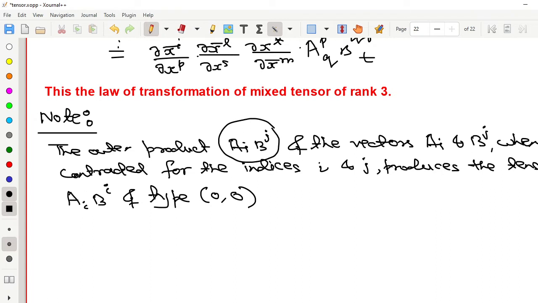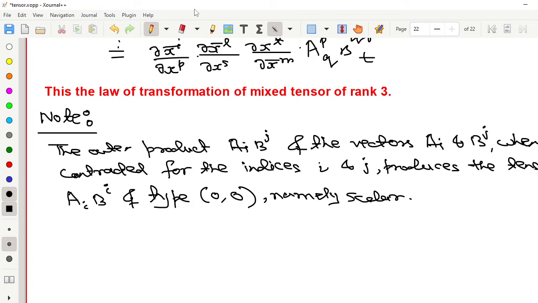Now if you contract them, the rank reduces by 1 from contravariant and by 1 from covariant. Then 1 minus 1 is 0 for both. That is how this becomes a tensor of type 0, 0. A tensor of rank 0 is nothing but a scalar, namely scalar. The inner product is called the scalar product of the vectors AI and BJ because it is a scalar.